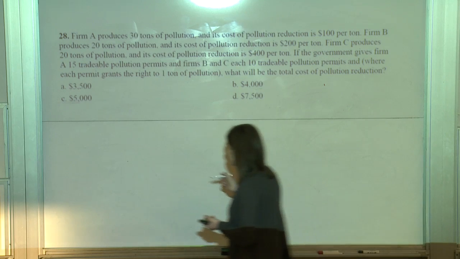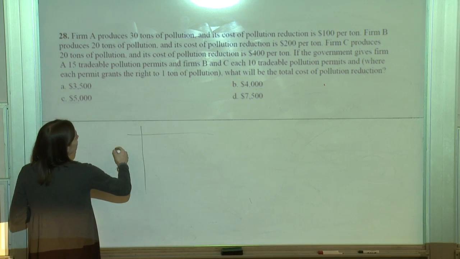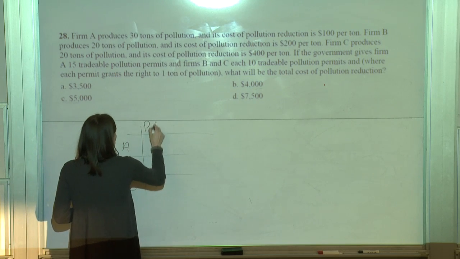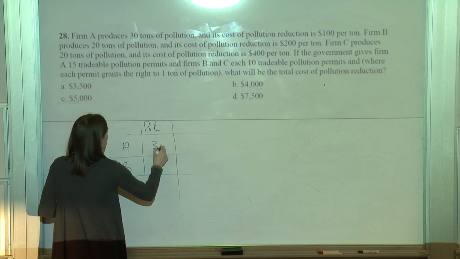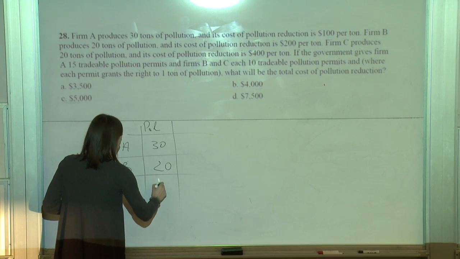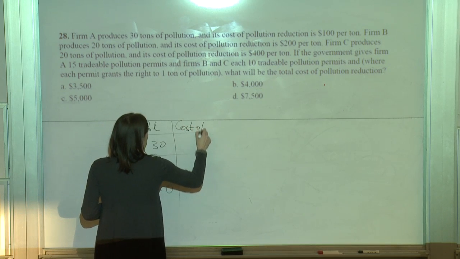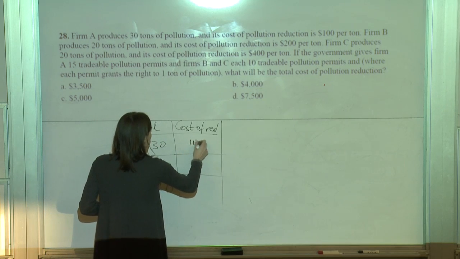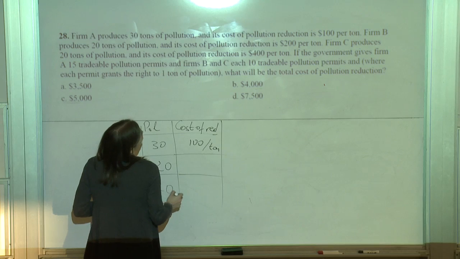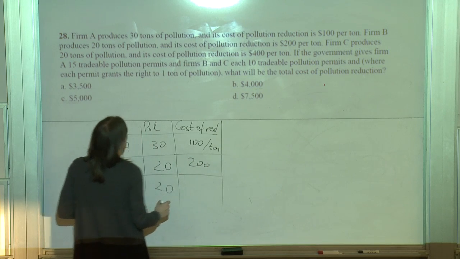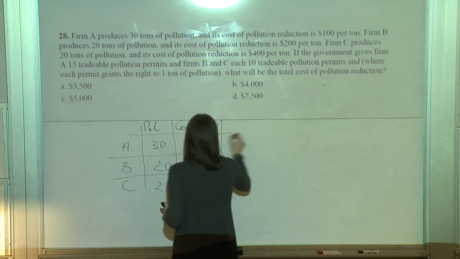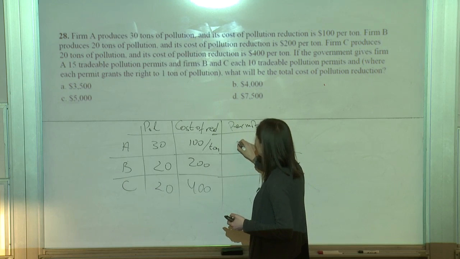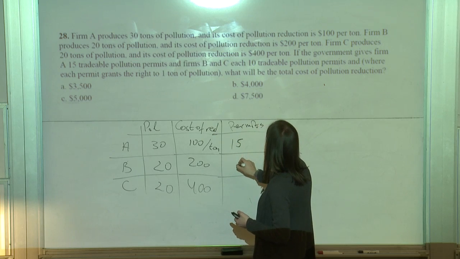All right, so let's create a table that's going to help us see what's going on. So we have three firms, A, B, and C. We have current pollution, so they're polluting 30 for A and 20 for B and C. Then we have cost of reduction. So in order to eliminate 1 ton of pollution, A needs to pay 100 per ton, and B needs to pay 200, and C needs to pay 400. Okay, and then finally permits. So the government gives A 15, and those guys 10 each.